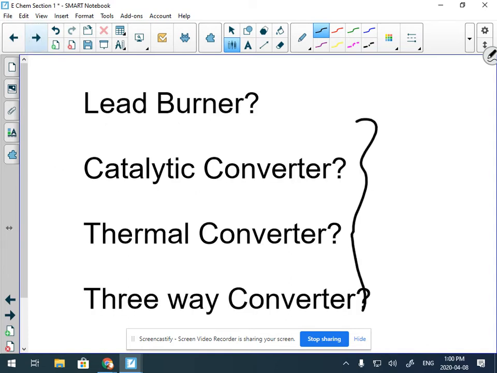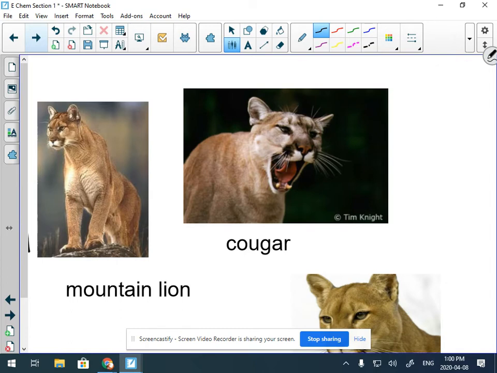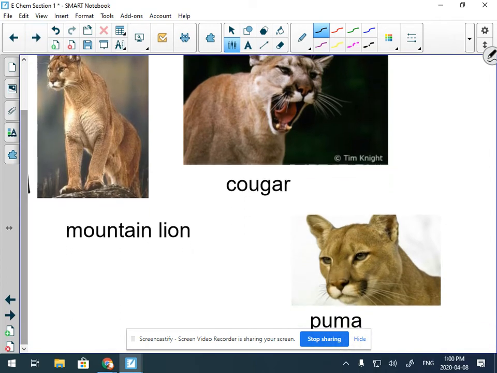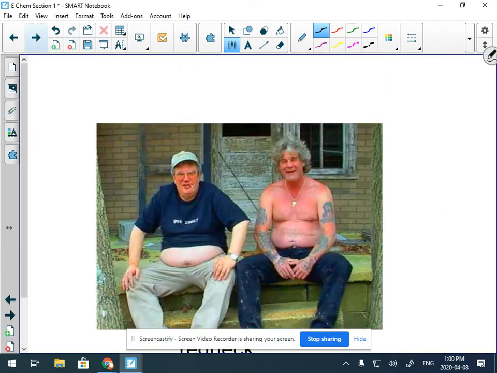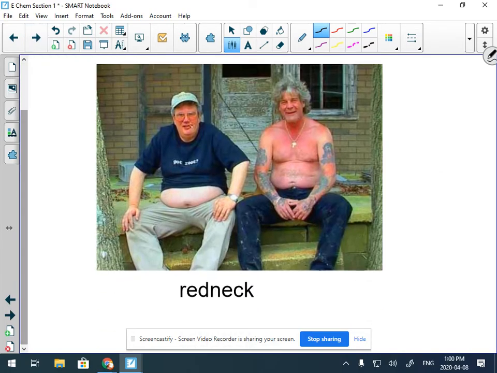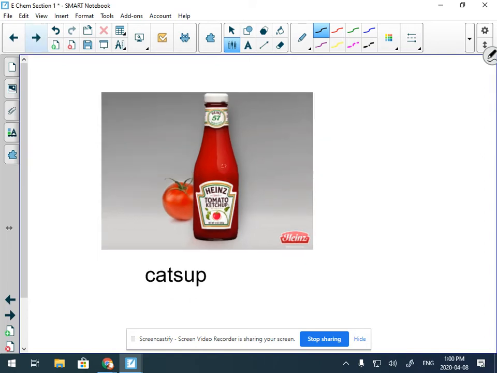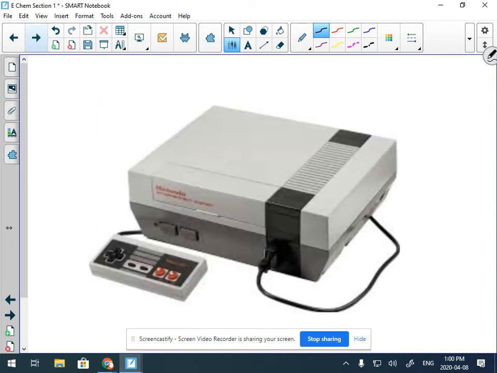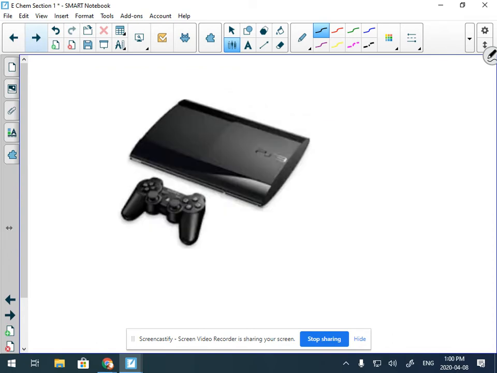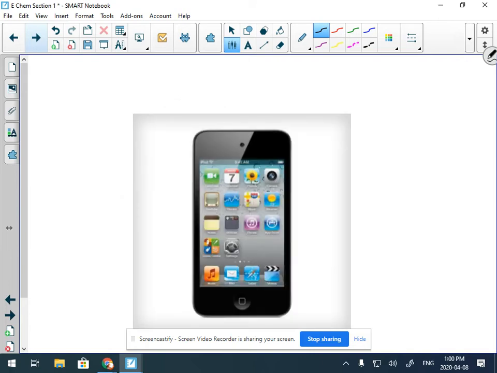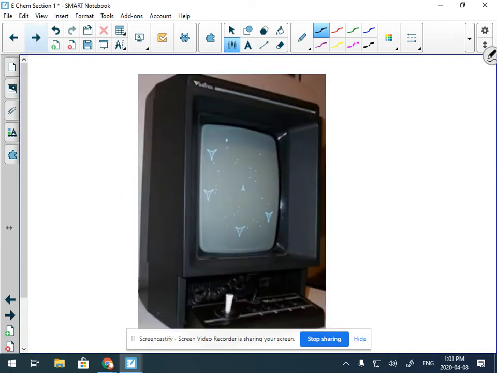Now, all of these different types of ways cars go about their business, they all do the same thing. So it's kind of like if somebody says, yo, these are all the same animals, right? Cougar, a mountain lion, and a puma. These are kind of the same, right? Like you might hear redneck or hillbilly, right? Or how about ketchup and catsup? Or if you're somebody who's older, they're like, hey, are you playing your Nintendo? Hey, quit playing your Nintendo. They're all the same thing.